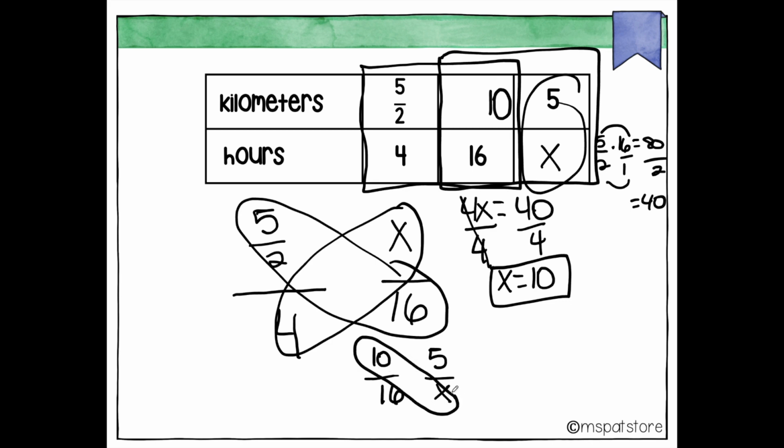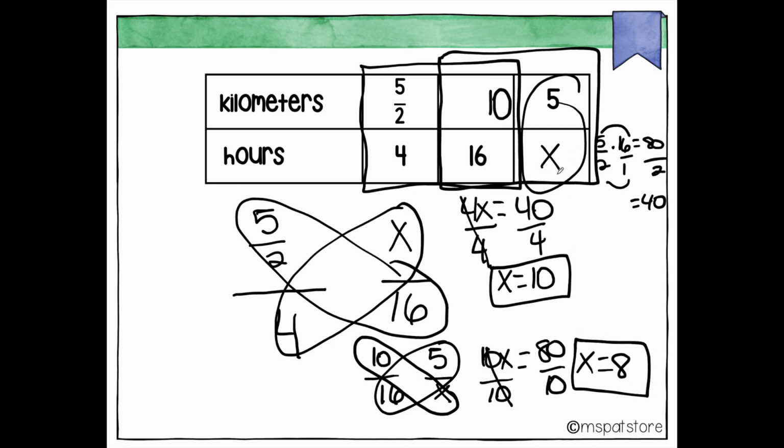Now I need to cross multiply. 10 times X is 10X, equal to 5 times 16, which we already know from here is 80. So now I need to divide by 10, divide by 10 so I can isolate my variable, and it's equal to 8. So I know that my missing number is 8.